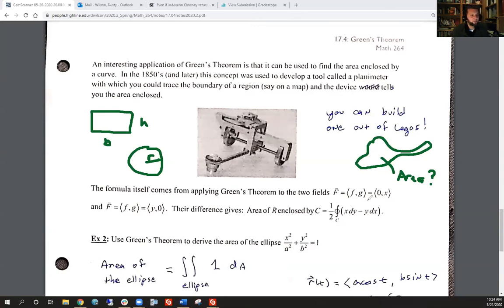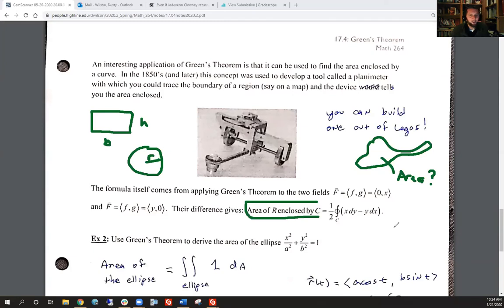You can derive the formula yourself, but the formula comes from applying Green's theorem to two fields. This one, big F equals 0, x. And this other one, 0, x and y, 0. Their difference gives the following formula, where the area is given by 1/2 the line integral around C of x dy minus y dx.